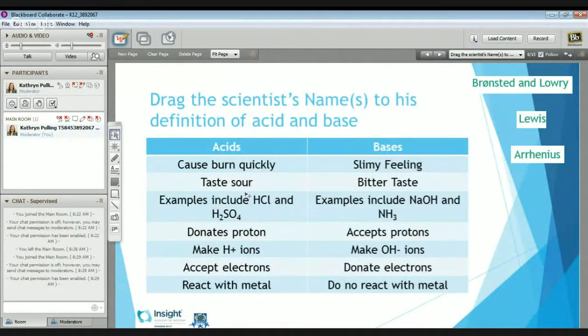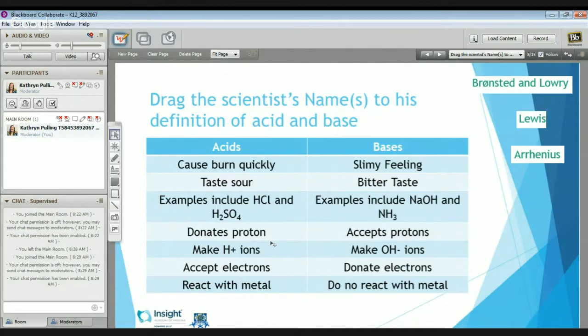For acids, they can cause a burn very quickly. They taste sour. Examples are hydrochloric acid and sulfuric acid. They donate protons, make H plus ions, accept electrons, and react with metals. And then bases are slimy feeling, they have a bitter taste. Common examples are sodium hydroxide and ammonia. They accept protons, make OH minus ions, and donate electrons. And last, they don't react with metals.